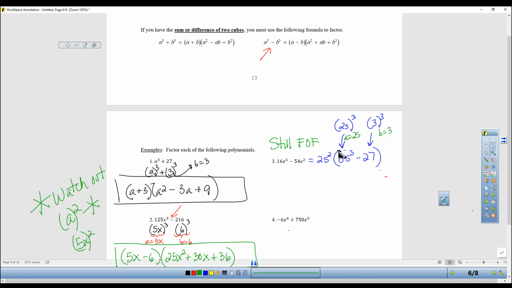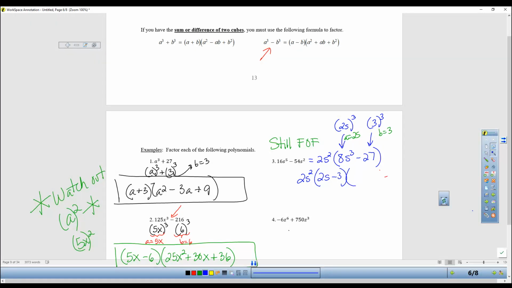You have to figure out what this is the answer to when you cube something. That's going to be your A. So now that I know what A and B are, I can keep going. 2s squared, don't forget to rewrite that. And then I'm going to do A minus B, 2s minus 3.